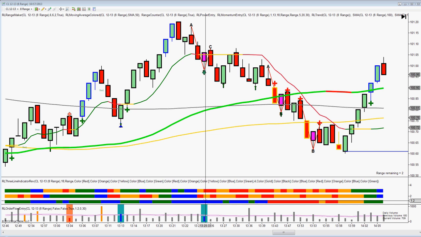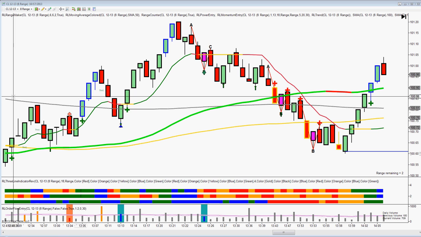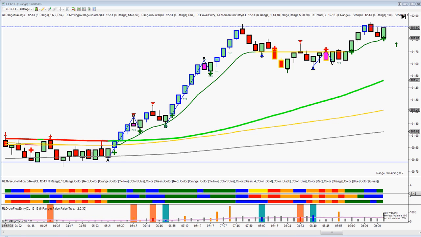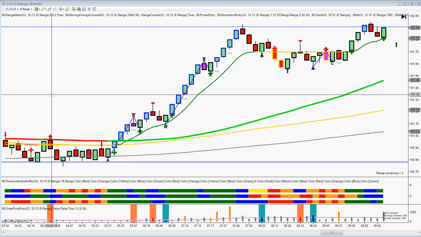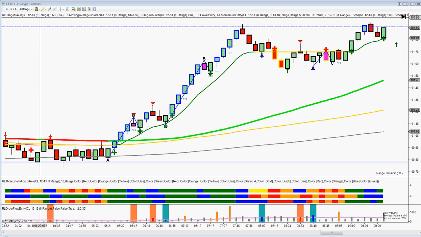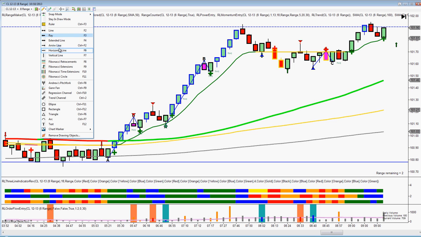So let's see a great example of how we use the order flow asymmetry indicator. Now, the first way is we can use it as additional confirmation for a trade that already is confirmed by another signal. And here's a great example of that.